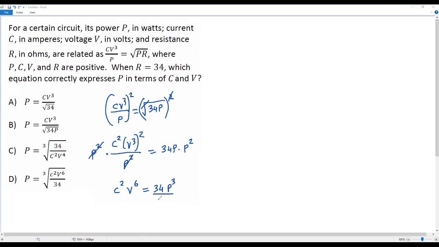Okay, now let me divide both sides of this equation by 34. Then this 34 will cancel out. I am getting C squared times V to the sixth power divided by 34 equals P cubed.